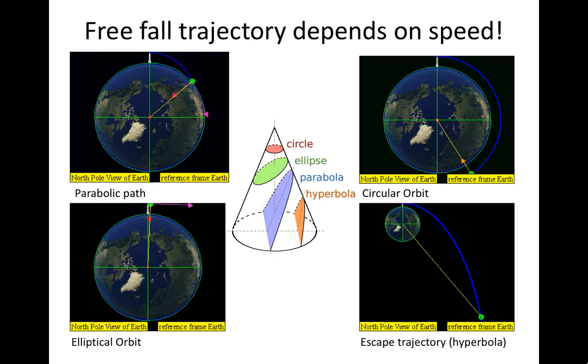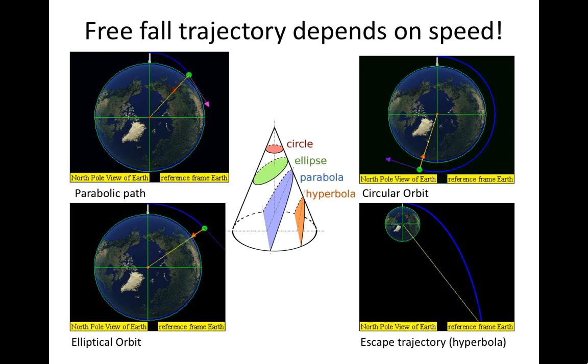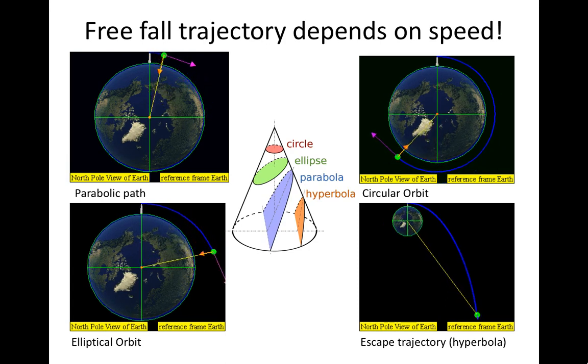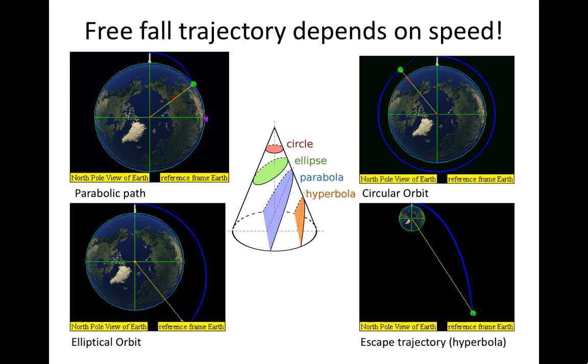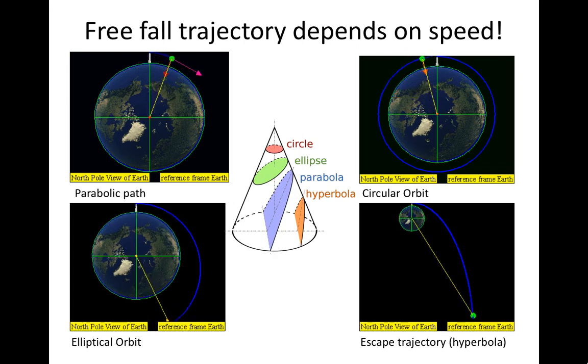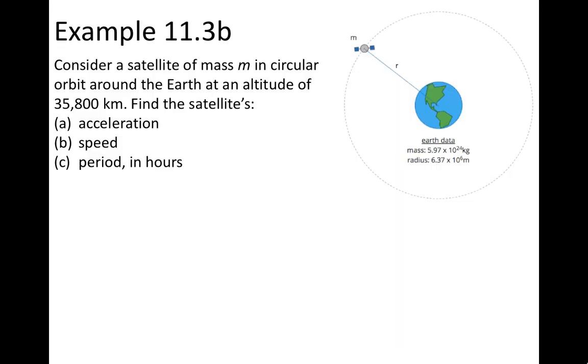If you take a cone and you split it in different ways, it will cut out these four shapes: the circle, ellipse, parabola, and hyperbola that we see. And this all has to do with the mathematical nature of gravity, that being that inverse square law gives us these particular shapes. So in this example, I'm going to go through some of the math for a satellite of mass lowercase m. Notice that's not given. We're going to expect that to cancel out.